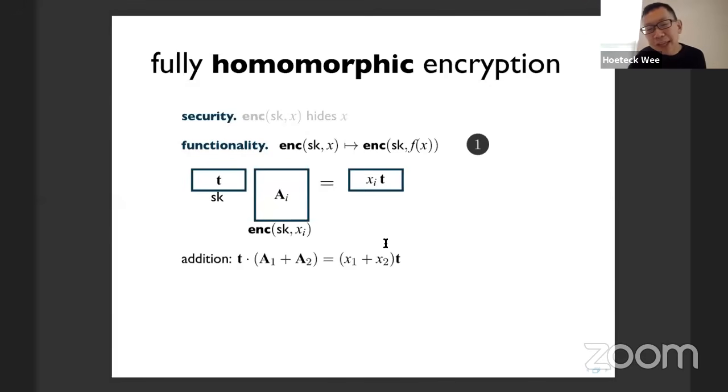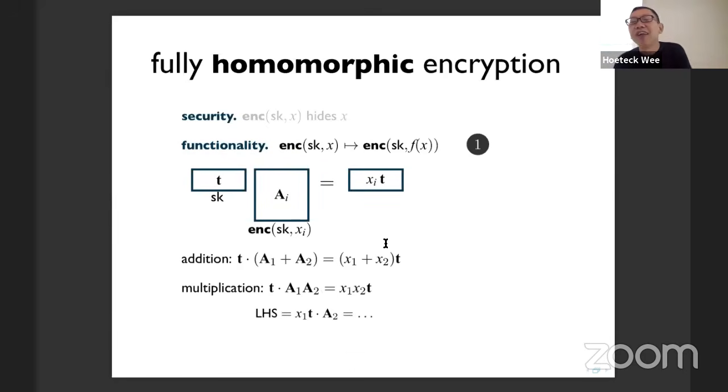All right. Now, given A1 and A2, how do we get a new matrix such that T times this new matrix is X1 times X2 times T? Well, we have two square matrices. What can you do to them? We already showed that you can add them. The next natural thing to do is to try to multiply them. It's straightforward to check that T times A1 times A2 is indeed X1 times X2 times T. The proof is straightforward. You replace T times A1 by X1 times T, and then T multiplied by A2, you get X2 times T, and then you get whatever's on the right-hand side.